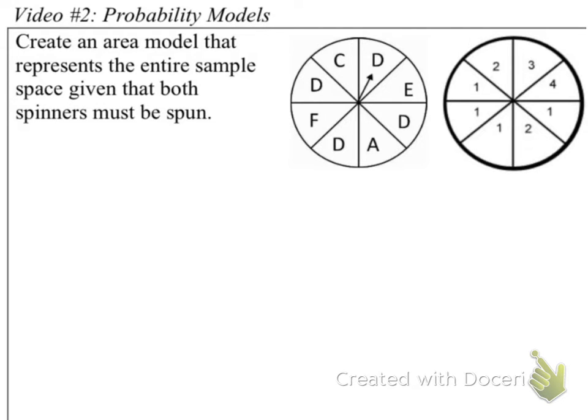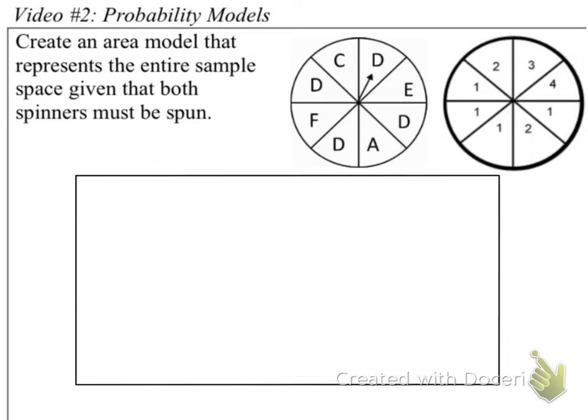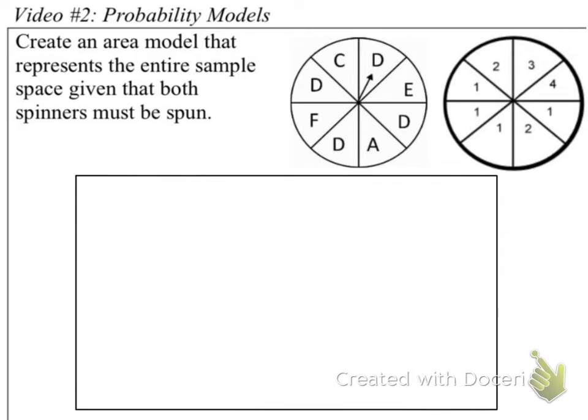So I'm going to go ahead and create our area model here. An area model typically has 2 dimensions, a base and a height. So I'll just draw a box for myself here. If it feels like something's a little too large, then we can trim it down a little bit. I'm going to identify these as spinner 1 and spinner 2. So let's call this one spinner 1, and then I'll call this one spinner 2.